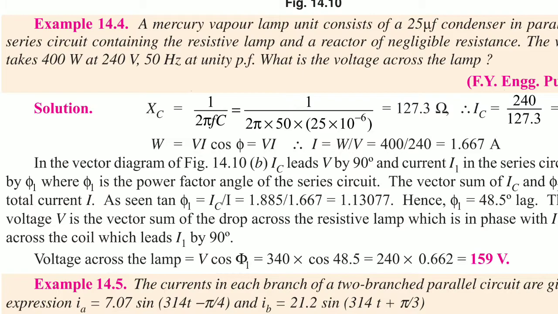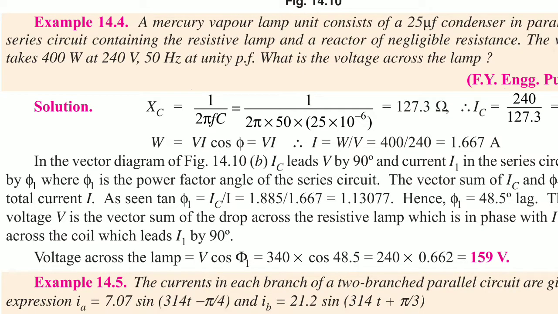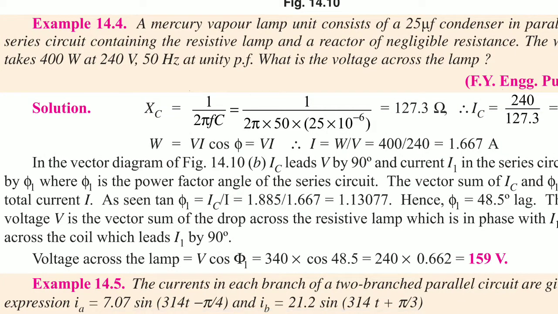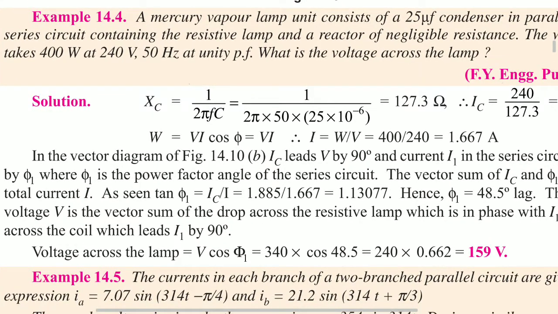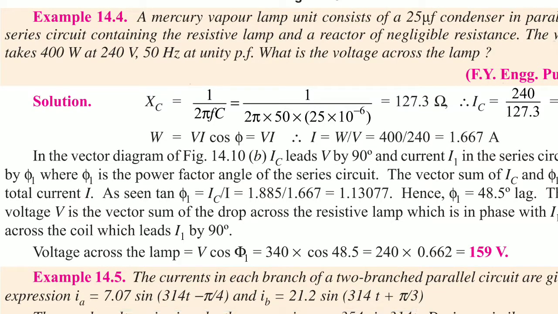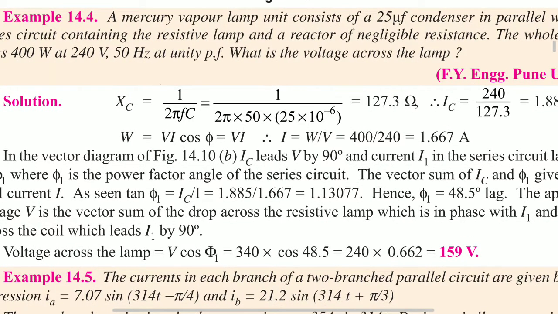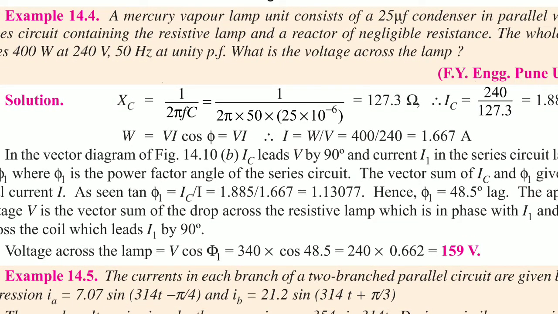Here, phi 1 is determined from IC and I. So tan phi 1 is equal to IC by I, that is 1.885 divided by 1.667, that is equal to 1.13077. Hence the angle phi 1 is 48.5 degrees lag.